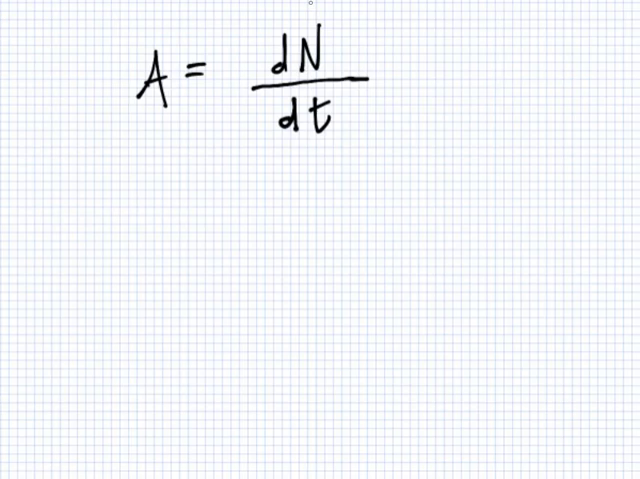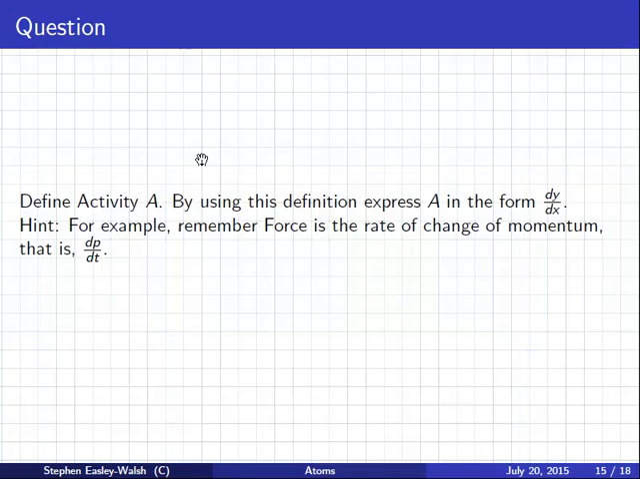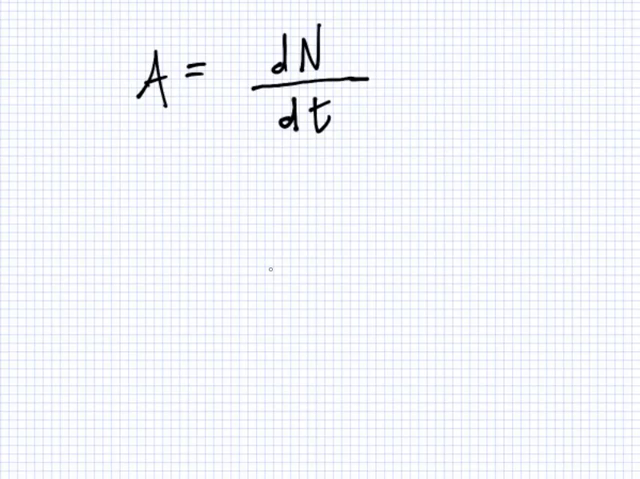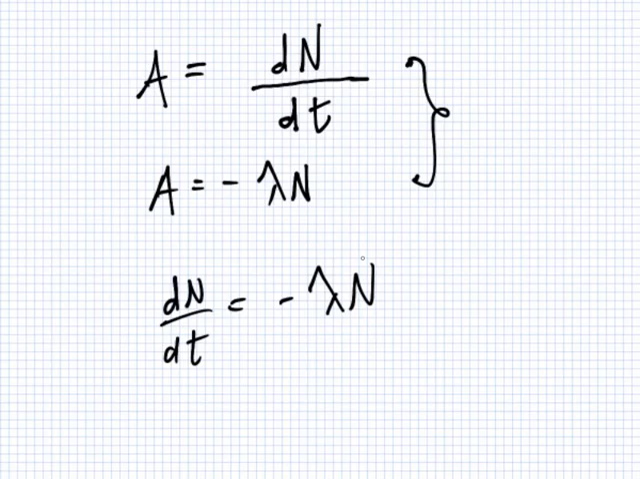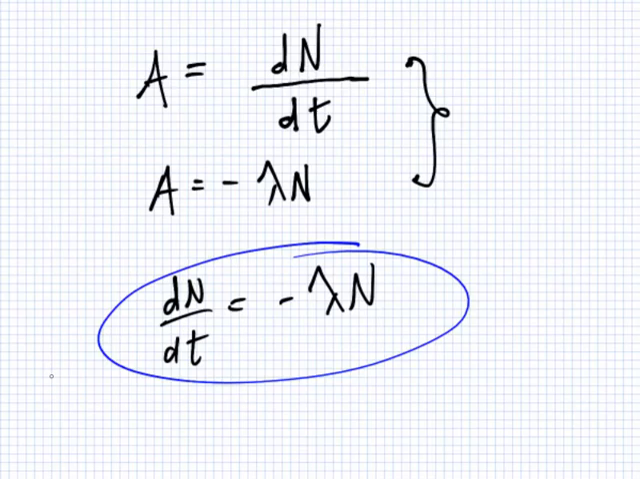So you have here, if you think about it, you also have this form that A equals minus lambda N, don't you? If you put them together, you get dN/dt equals minus lambda N. Have you seen some problem like this before? Where have you seen this before? Guys, I'm really worried about your exams next month. Where have you seen this before? This should look familiar.